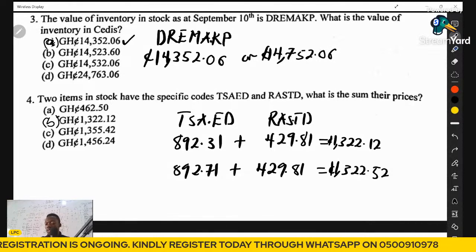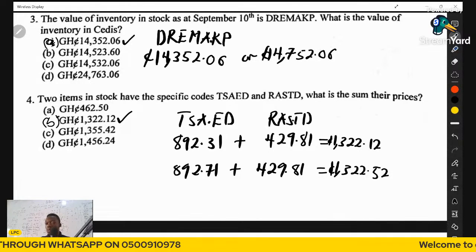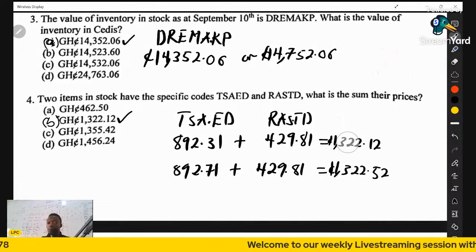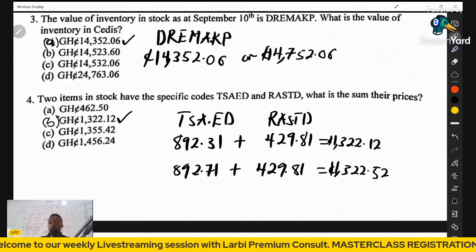And that should be option B, because we can't see 1,322.52 here, so that one wouldn't be an option. So we just take 1,322.12 in that line. And I believe that is clear. If you have any question, you can drop it in the comment section. So we take it from there.